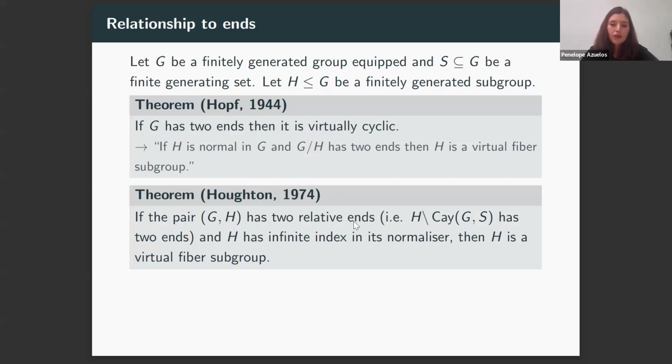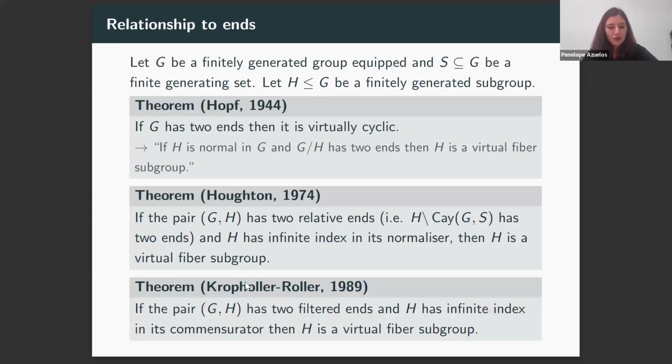So this is a little bit more general, particularly the assumption on the normalizer is much, much weaker. But there's yet another version due to Kropholler-Roller. This time, this is a paper where they introduce yet another notion of ends for a pair of groups, which is filtered ends. And I won't go into the definition because it won't come up again, but they prove that if your group pair has 2 filtered ends, whatever that is, and the subgroup has infinite index in its commensurator this time, then H is a virtual fiber subgroup.